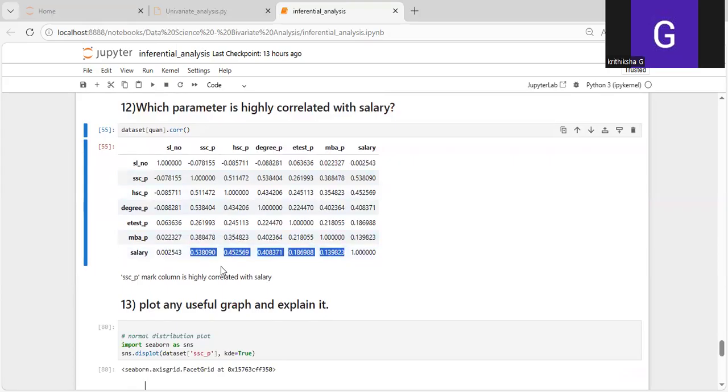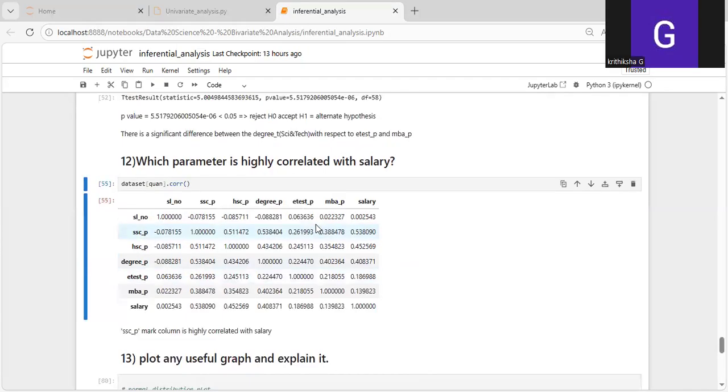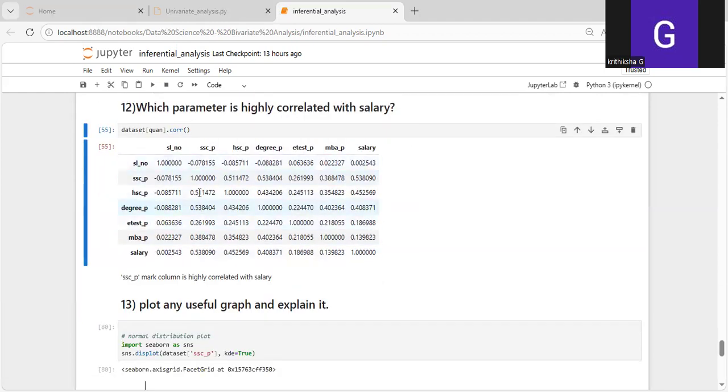Here all the correlations are positive, and the highest correlation is 0.538090, which is SSLC percentage. So I can say that SSLC percentage is highly correlated with salary, and it is highly impacting the student's salary. We can also get an insight: the student salary is impacted by SSLC percentage as first priority, then second will be HSC, third will be degree, and fourth will be MBA, E-test, and MBA.